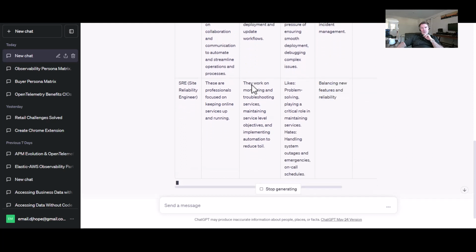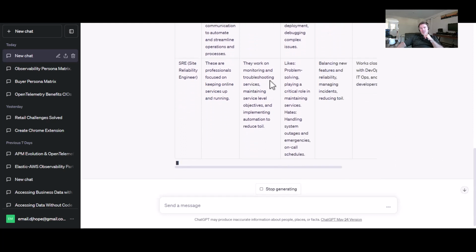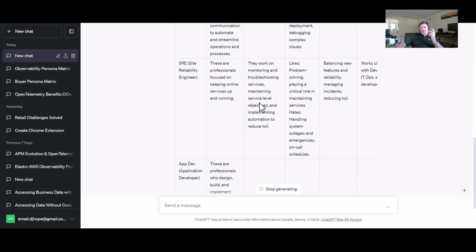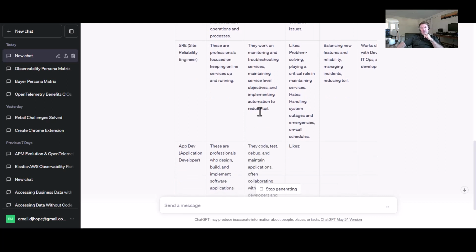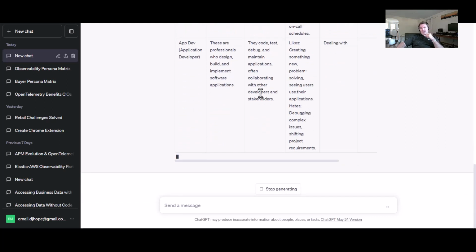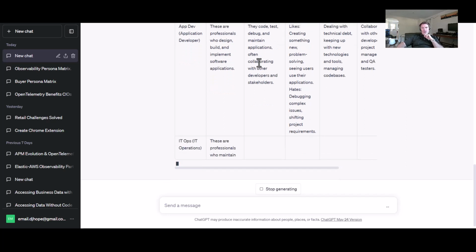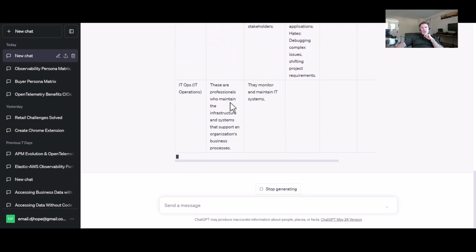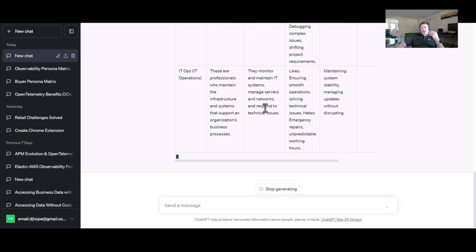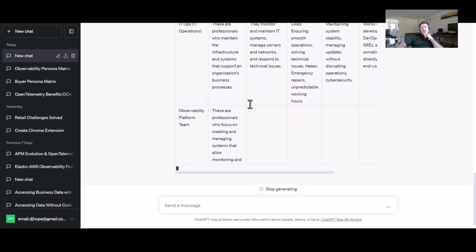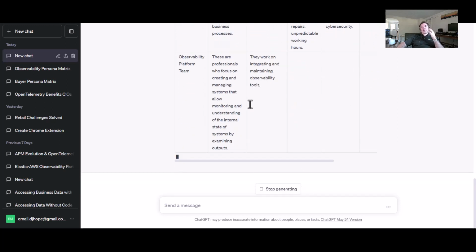We've got site reliability engineers. They care a lot about maintaining service level objectives and reducing toil. App devs, they do a lot of coding. They actually care a lot about collaborating with developers and stakeholders. IT operations monitor and maintain IT systems. This is great, right? So I can already get an idea of what the people in my meeting care about, and I can start to talk to them a little bit.